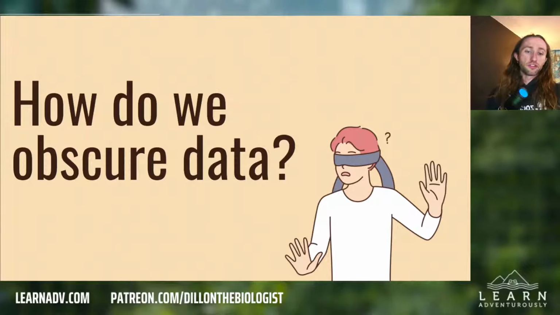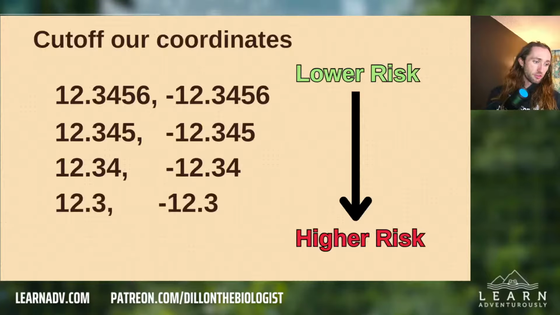But how do we actually obscure the data? Okay, we figured out that maybe this is a taxa of high conservation concern or low conservation concern. But what do we actually do? The recommendation from GBIF, and this is one I use for my own research, is to just cut off the coordinates. This is a decimal latitude, longitude, GPS coordinate. It's the one we're probably the most familiar with. And what we can do is we can just cut off the ends, right? So if our coordinates are at 12.3456, we can just cut it down to 12.345 or 12.34, and that will reduce the accuracy in the range of that point.